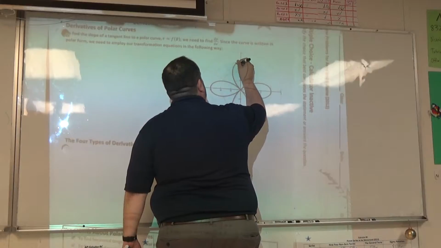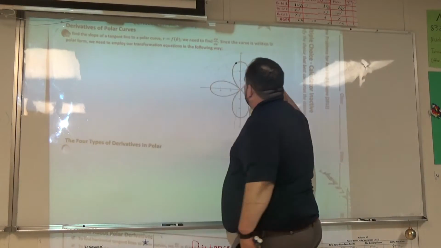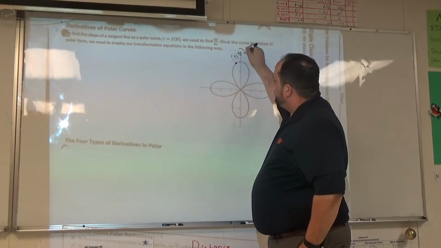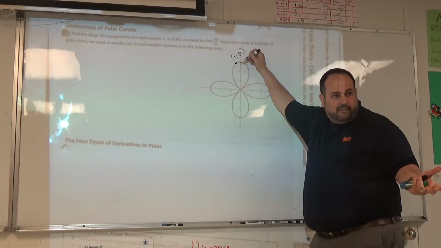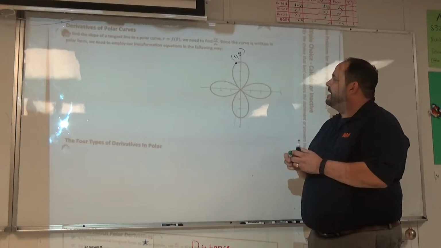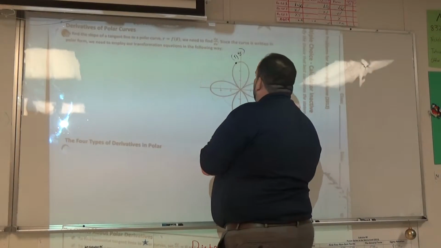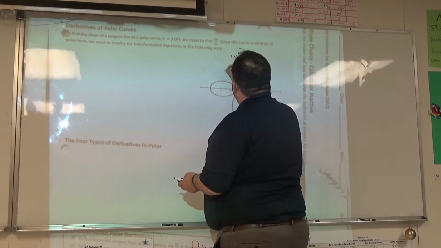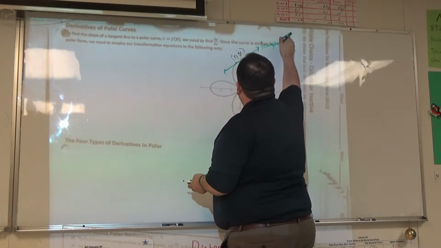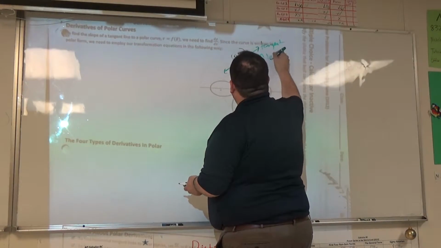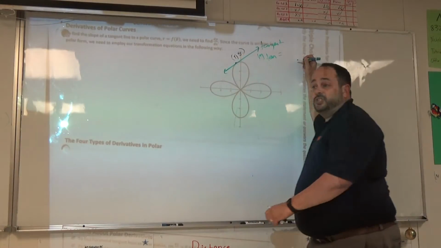All right, so let's pick a point. Any point at all, it doesn't matter to me. Here is my point, but this point lives in the polar world. That point gets described as r comma theta. What I want to do is talk about the slope of the tangent line. If I were to draw in my little tangent line, here's my tangent line.